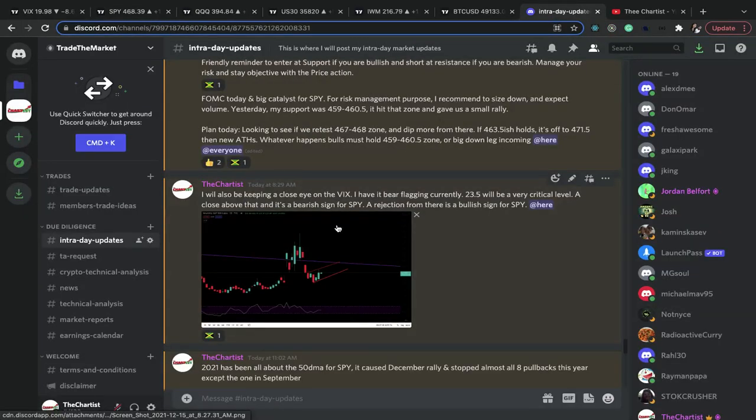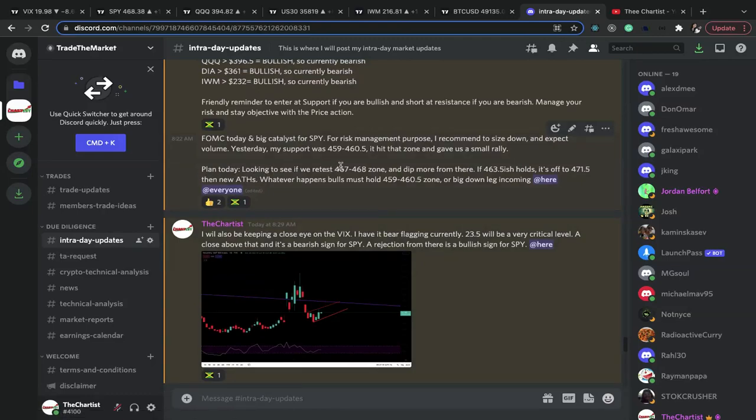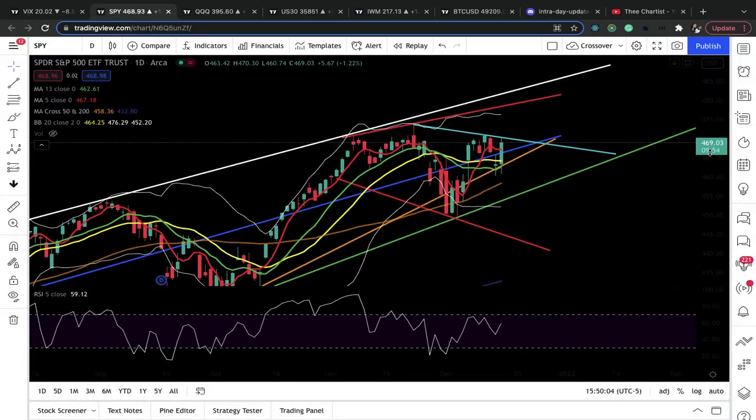So the plan this morning, the plan today, I want to see a retest of 467 to the 468 zone, okay? We wanted to see 463.5 hold. Okay, that was our equilibrium. Below that, we were bearish to the next support level, and above that, we were bullish to the 467 to 468 zone, where we were expecting some type of cool off, where the big price target would be 471.5. Okay, but today, as you can see, is at 469 right now, and it's very volatile.